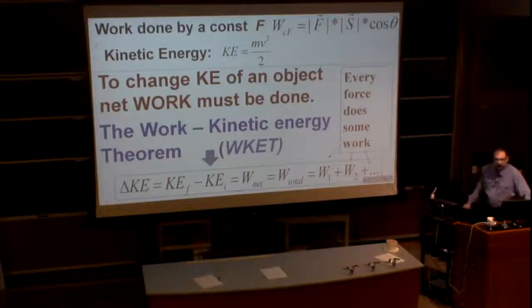If net work is zero, kinetic energy shouldn't change. If net work is negative, like in our example, kinetic energy decreases. If net work is positive, kinetic energy increases, which means the object travels faster and faster. So when we look at the net work done on the system, we can immediately describe what's happening to its motion: nothing, or slowing down, or speeding up.